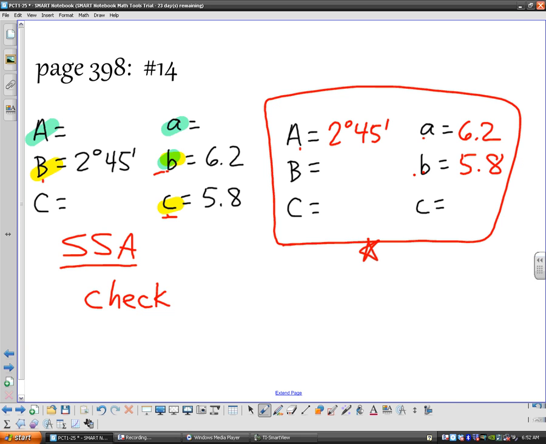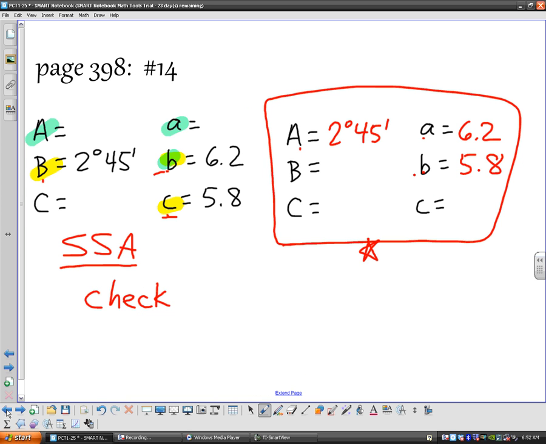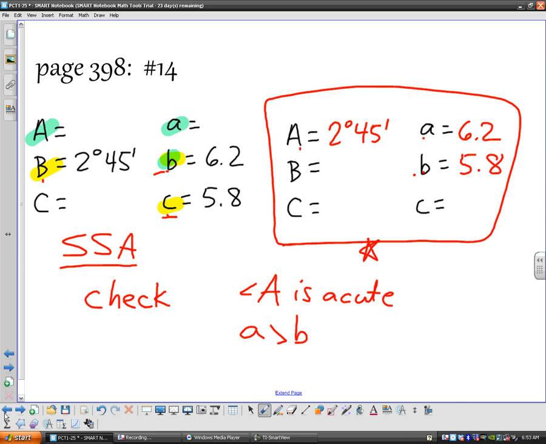So since this is side-side-angle, we need to check the chart. The angle that they've given us is acute. Angle A is acute, and a is greater than b. So when we look at the chart, angle A is acute and a is greater than b is which one? Right here, scenario 4. Angle A is acute and a is greater than b, so one triangle is possible. So we can just set up the law of sines.